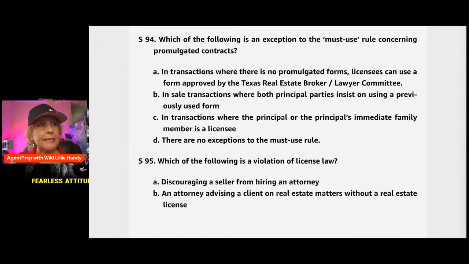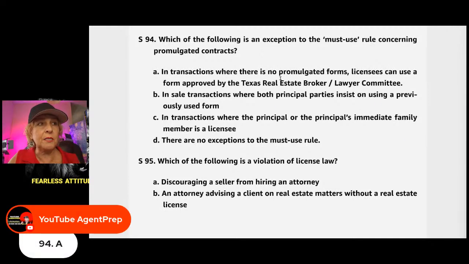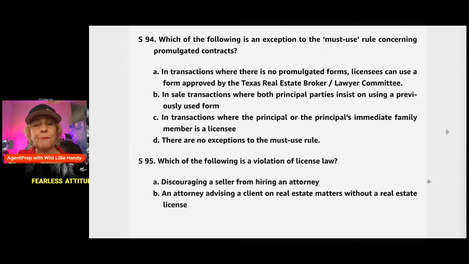Yes, the answer is A. In transactions where there is no promulgated form, licensees can use a form approved by the Texas Real Estate Broker Lawyer Committee, or it can be an attorney who draws up a legal document. Because attorneys, the Real Estate Broker Lawyer Committee, those were 13, right? 6 lawyers, 6 brokers, and 1 civilian. If there isn't a promulgated form, then it must be approved by TREC or created by an attorney.